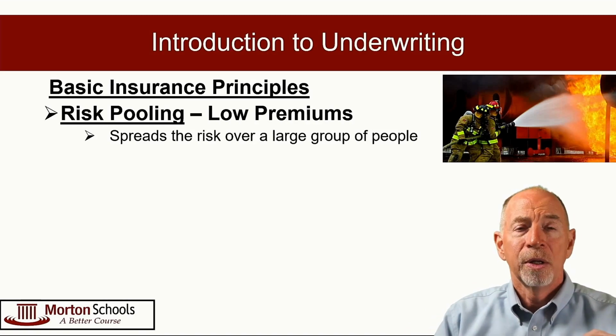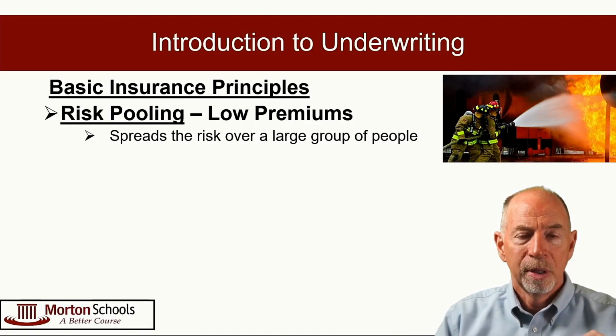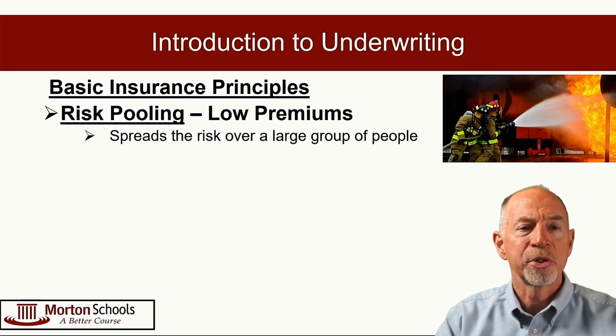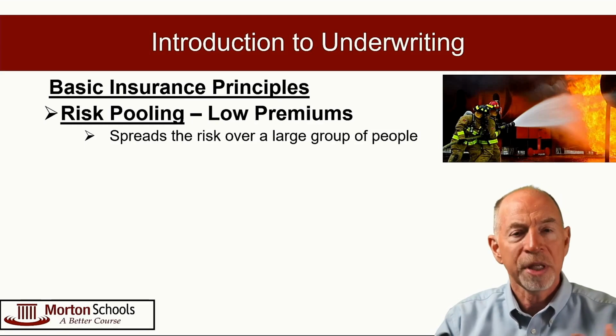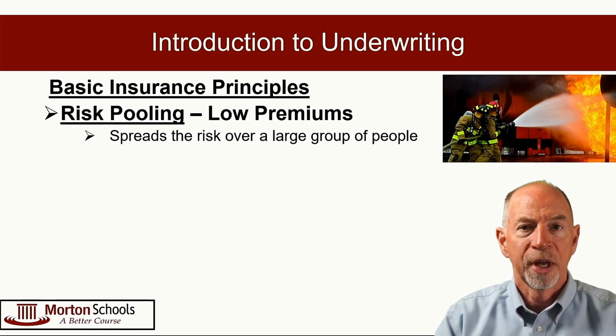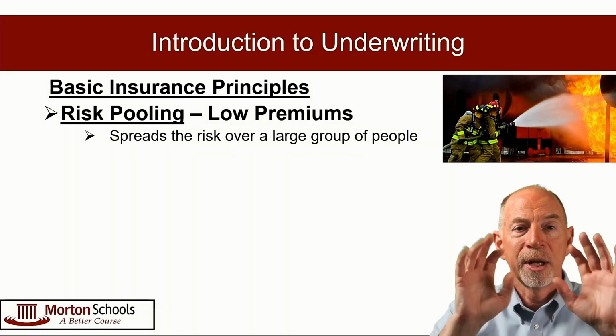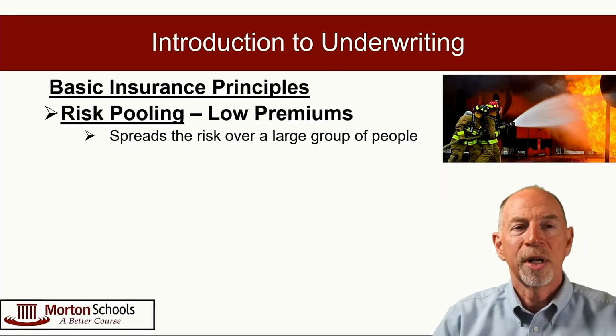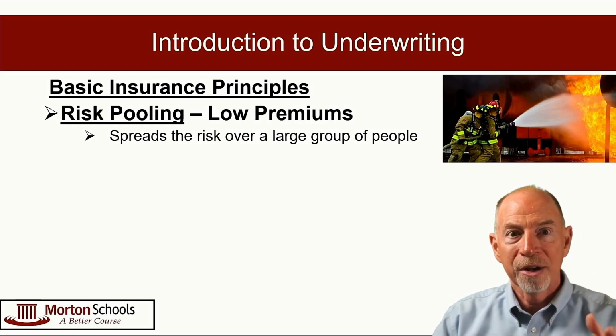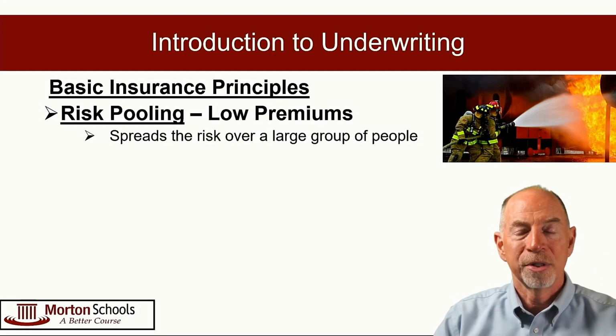Here's an example. Suppose we have a club of 1,000 people, and we want to make sure that if one of the members of the club passes away, we have enough money to cover the funeral expenses of that one person. Let's estimate it at $10,000. If you've got 1,000 people and we need $10,000, we just have to get everybody to chip in $10. It's one heck of a lot easier for 1,000 people to all come up with $10 than it is for one person to come up with $10,000 all at once unexpectedly.